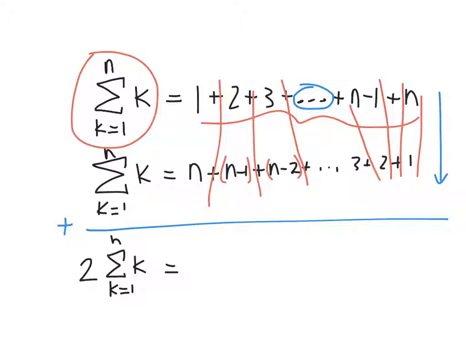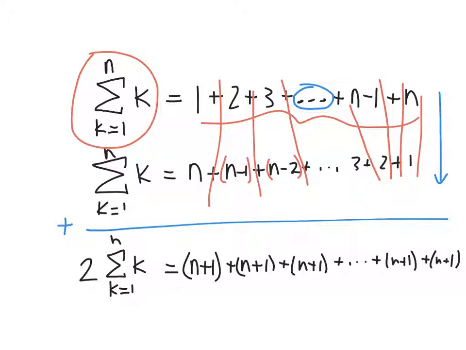So check out what happens. 1 plus n is just n plus 1. And then 2 plus n minus 1 is also just n plus 1. And 3 plus n minus 2 is also n plus 1. And guess what's going to go on in the middle here? Those guys are all n plus 1. And we get to the end and we have n minus 1 plus 2, which is n plus 1. And we have n plus 1, which is n plus 1.